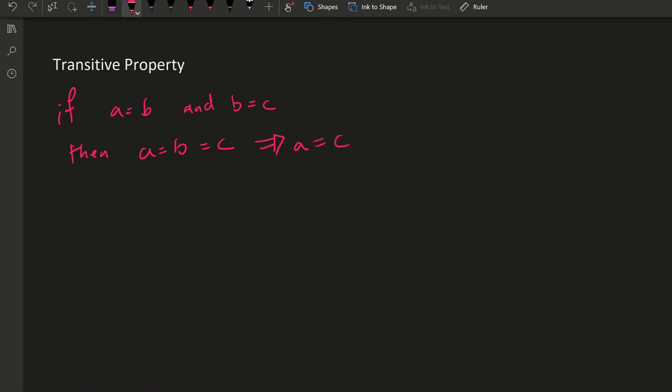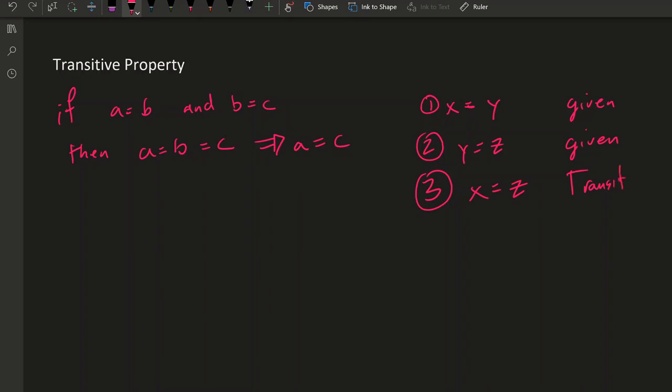The way we would see that in a proof is we would have a statement like step 1, X is equal to Y, and that would be given. Step 2, Y is equal to Z, that would also be given. And then step 3, I can now say X is equal to Z because of the transitive property.